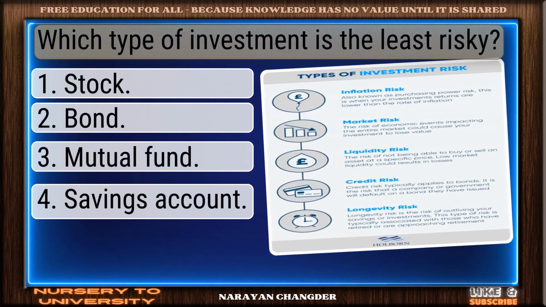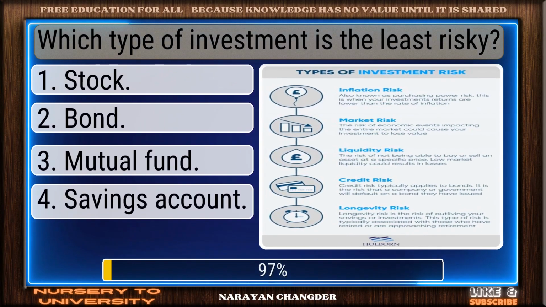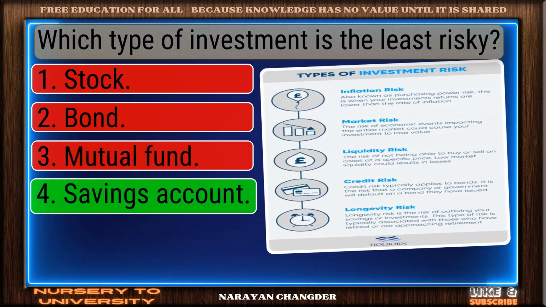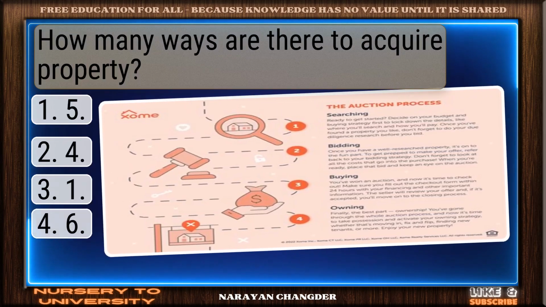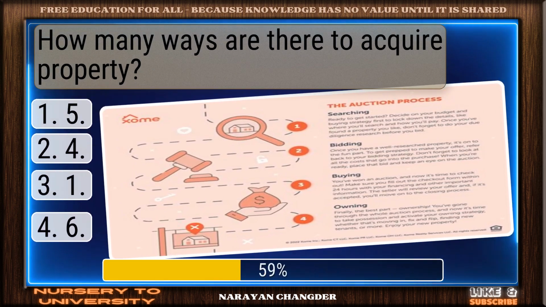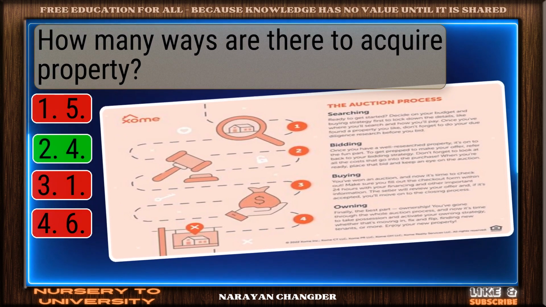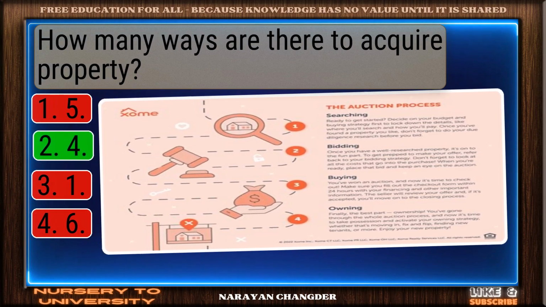Which type of investment is the least risky? Well done. Savings account is the right choice. How many ways are there to acquire property? Correct response. 4 is the most accurate answer.